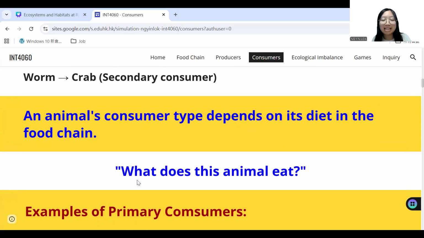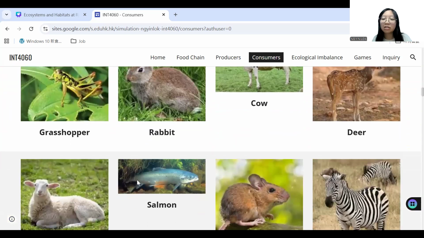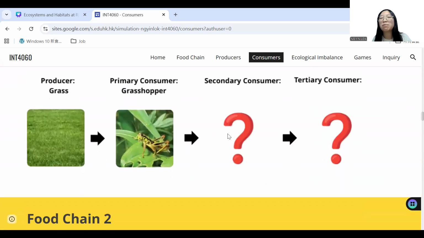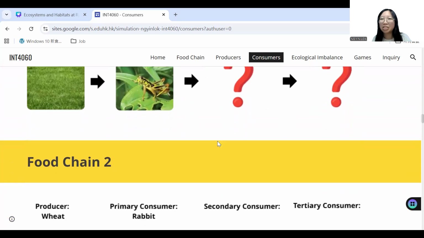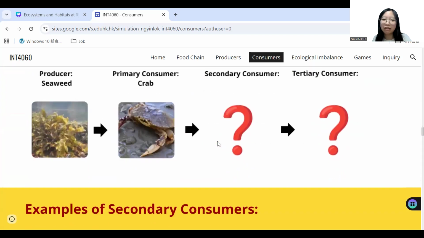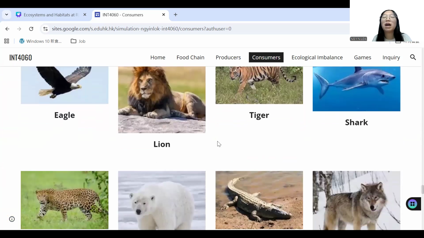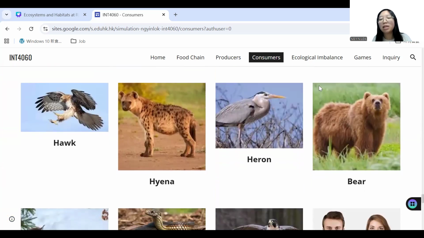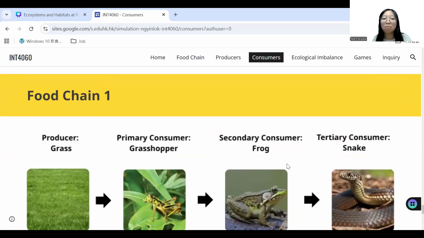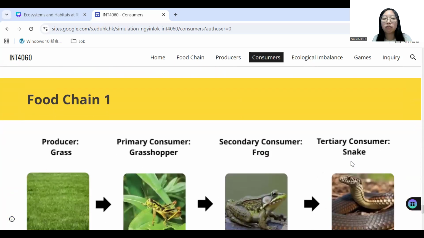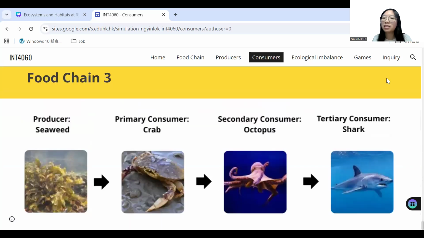So what does this animal eat? These are the examples. Of the 16 examples, you may find that some of them are the same. Just wait for you to find it. And then the third food chain. I provide many examples in this, and all the game answers will come from these examples. The human is also one of the consumers in the food chain.